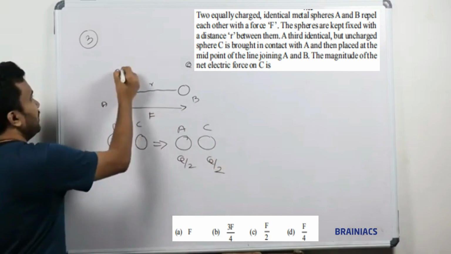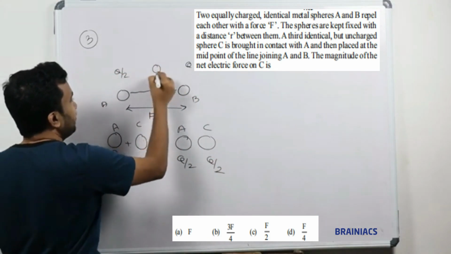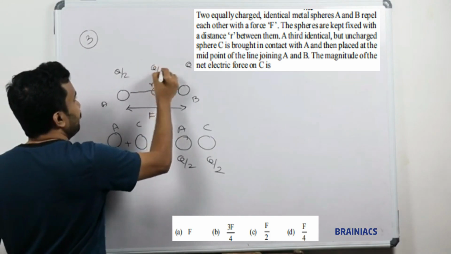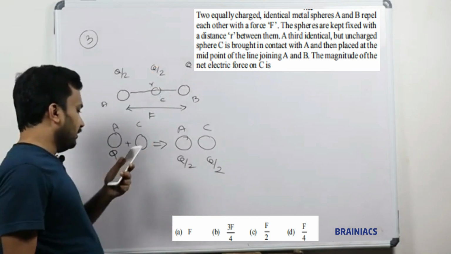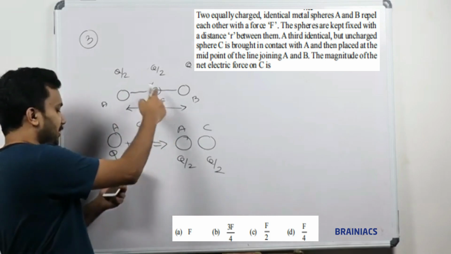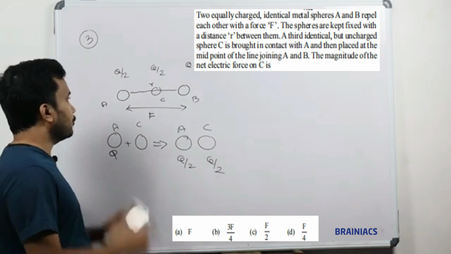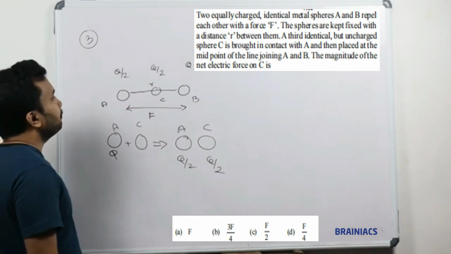Now the charge of A is Q by 2, B is still Q, and the other charge I am placing here will have a charge of Q by 2. This is the body called C, placed at the midpoint of the line joining A and B. I placed it at the midpoint. Magnitude of net electric force on C, we have to find out the net force.